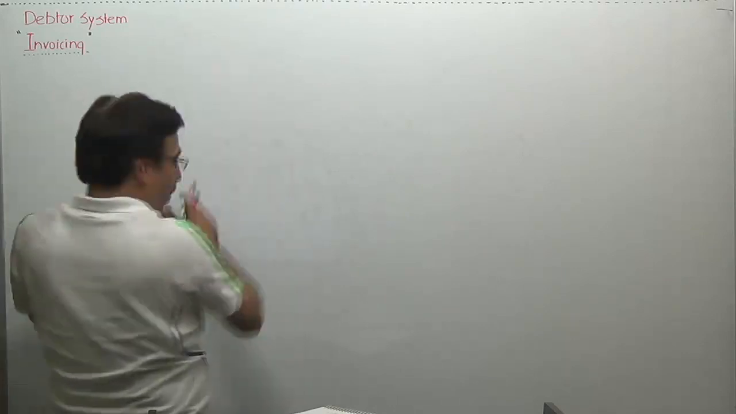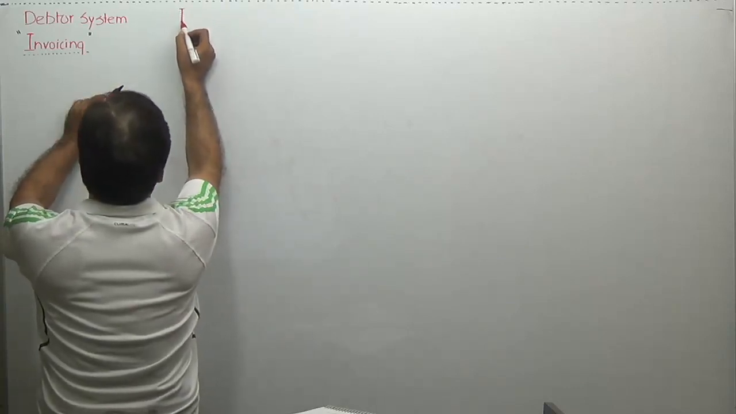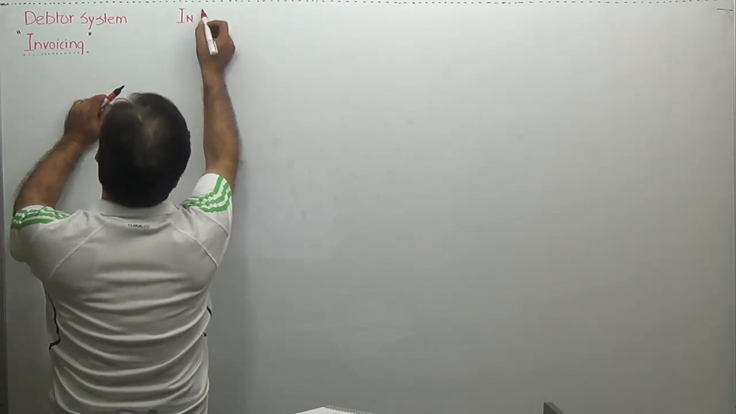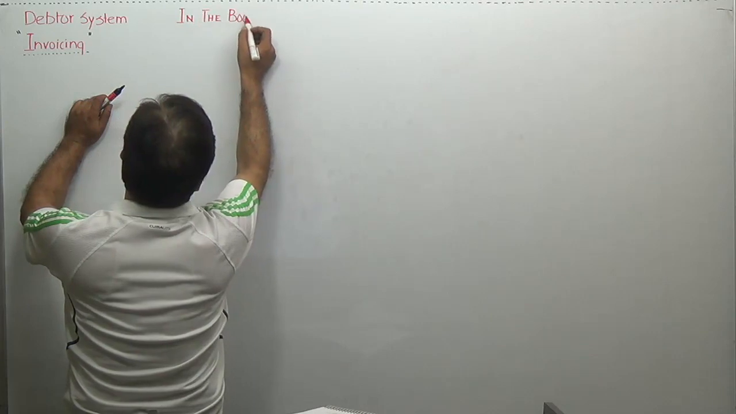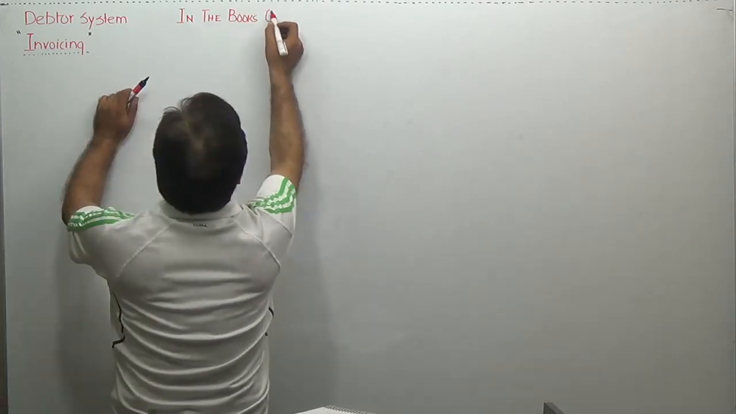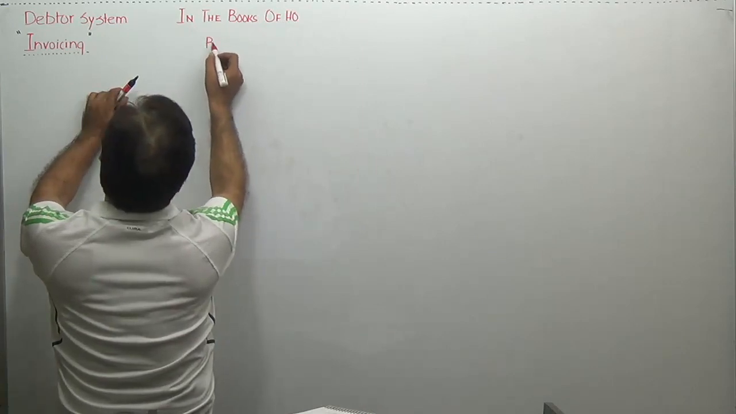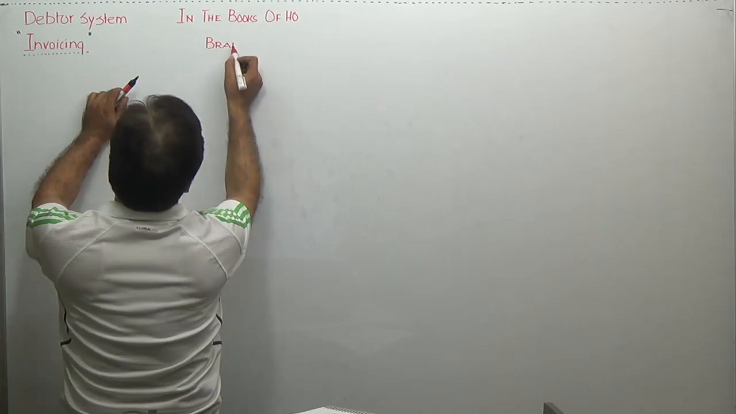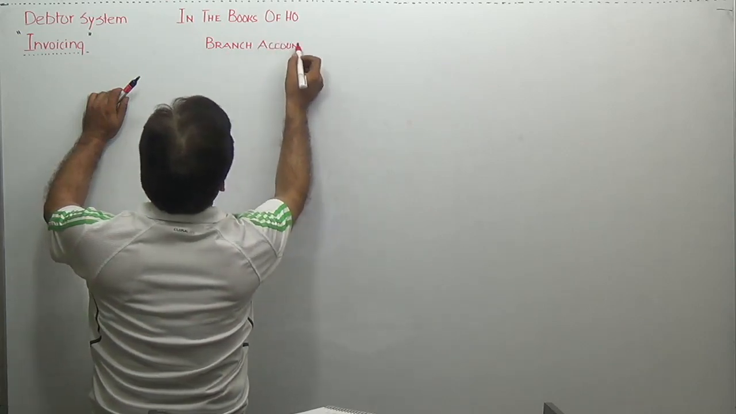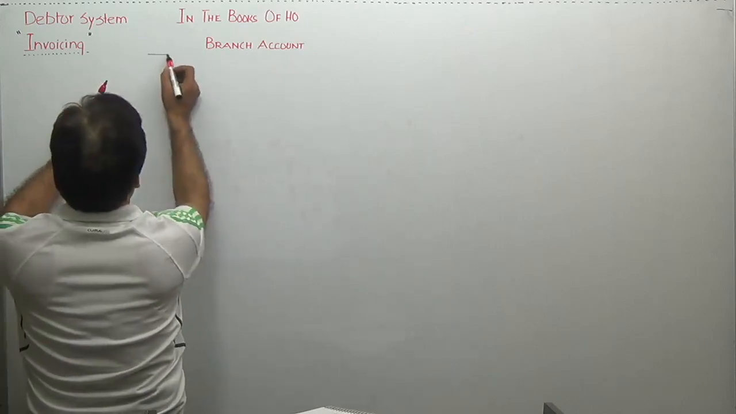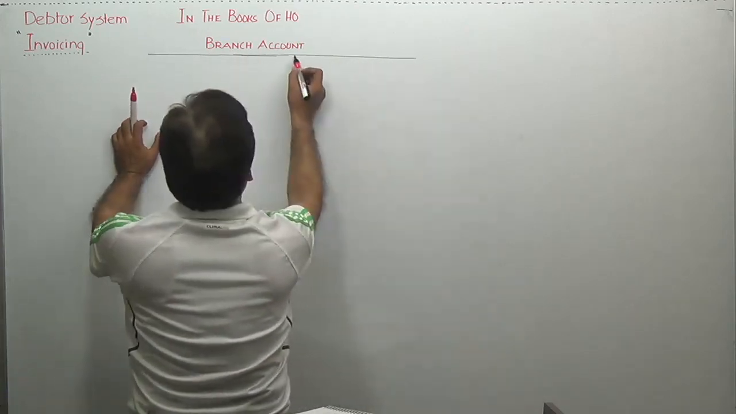You are well aware by now that entire accounting under the branch system is done in the books of head office. So we write in the books of head office. Question number 7 we are picking up. That's the title: in the books of head office. In these books, you are going to prepare the branch account and, of course, one sales ledger known as the debtors account. Branch account and debtors account. This is your branch account, correct?